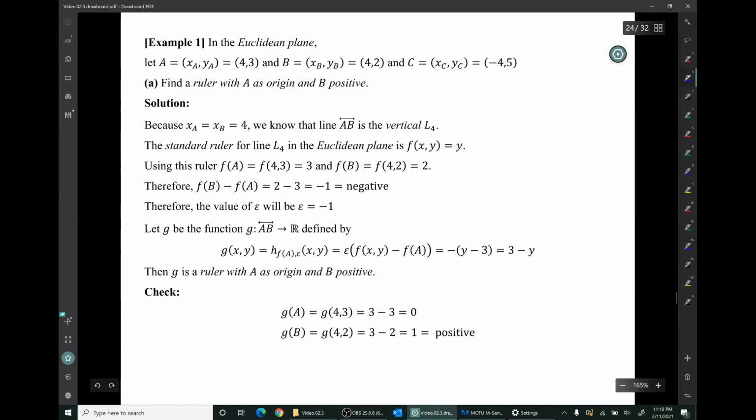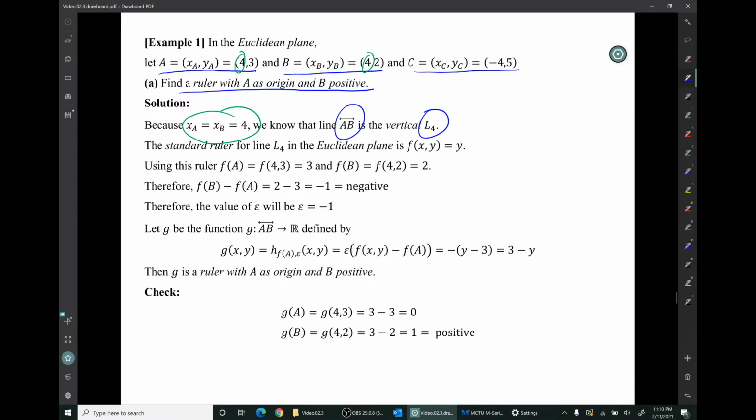So for example 1, in the Euclidean plane, let A be (4, 3), let B be (4, 2), and let C be (-4, 5). Question A is, find a ruler with A as the origin and B positive. We'll notice that the x-coordinates of A and B are the same. So A and B lie on a vertical line, this line L subscript 4. So line AB is that vertical line.